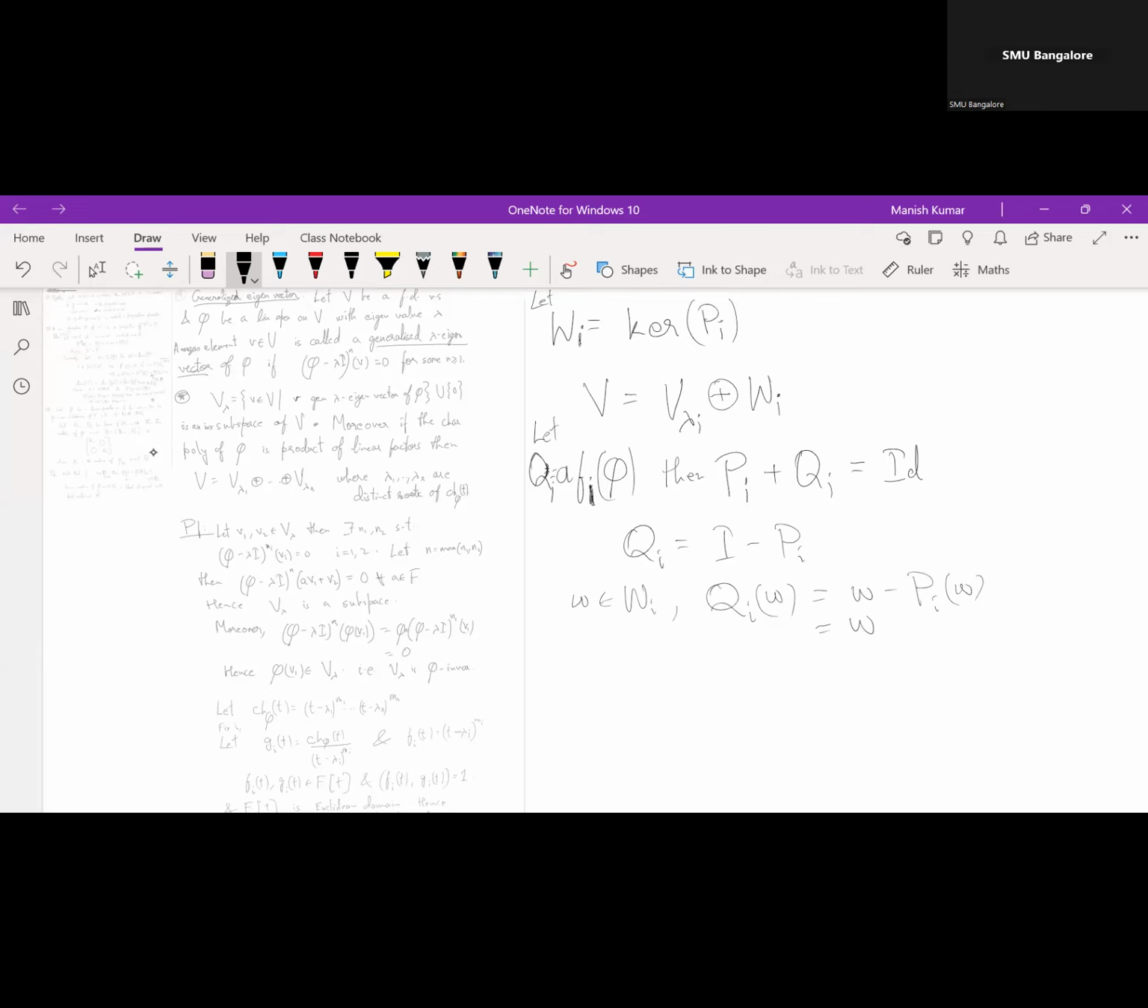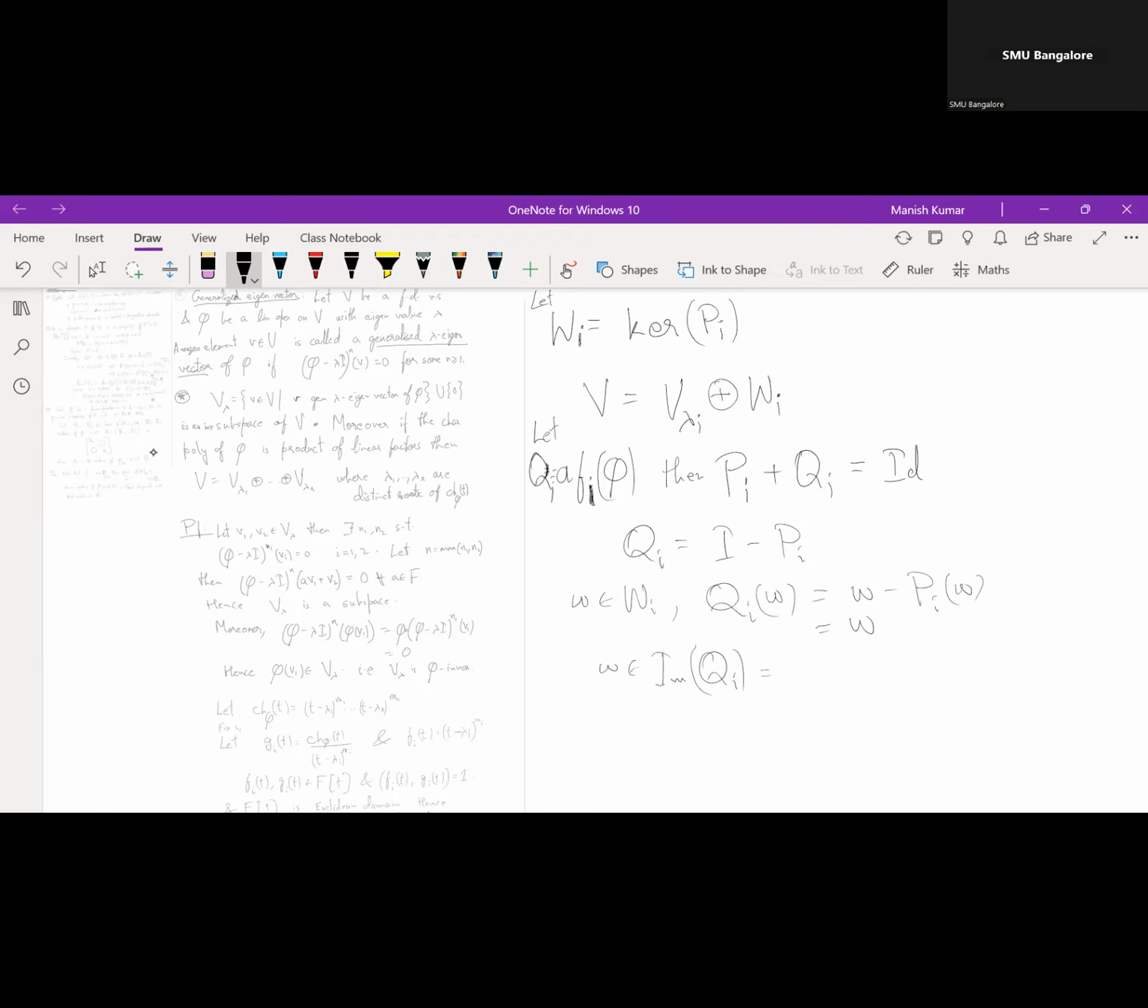And conversely, so if you take, yeah, anything, so if something is in W_i, so w belongs to image Q_i.